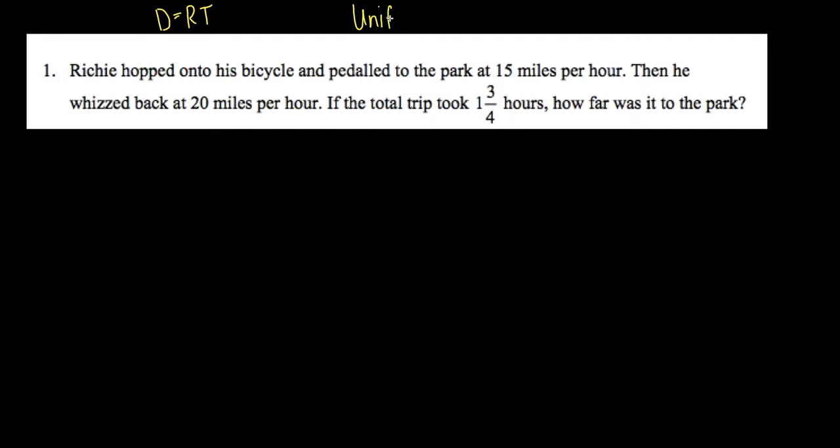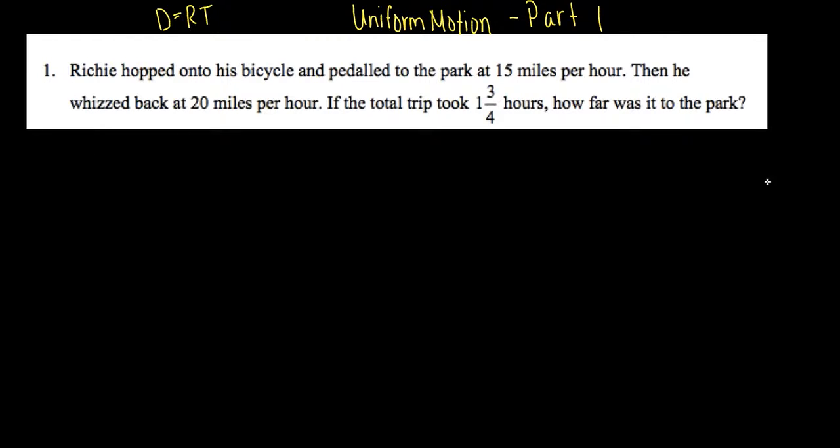So uniform motion means that something's moving at the same speed. That means there's no acceleration, no deceleration. We're assuming that this speed is constant, which is virtually impossible, but we're just going to assume it for purposes of this problem. And this is going to be part one of a three-part video series. Part one is going to be the easiest because we're going to talk about equal distances.